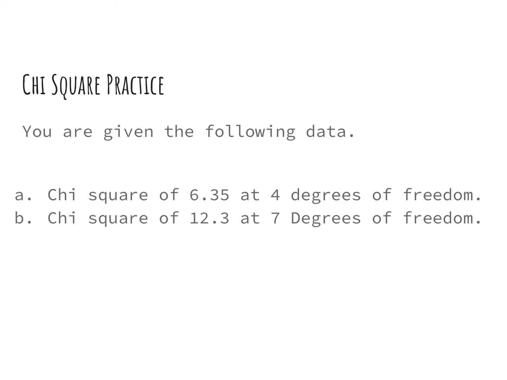Chi-square practice number 3. You are given the following data. Data set A has a chi-square calculated of 6.35 at 4 degrees of freedom. Data set B has a chi-square that has been calculated at 12.3 and 7 degrees of freedom.